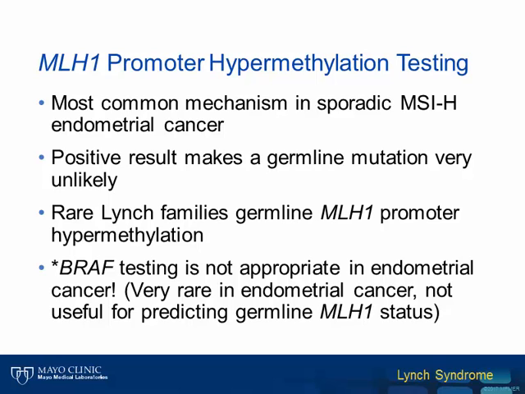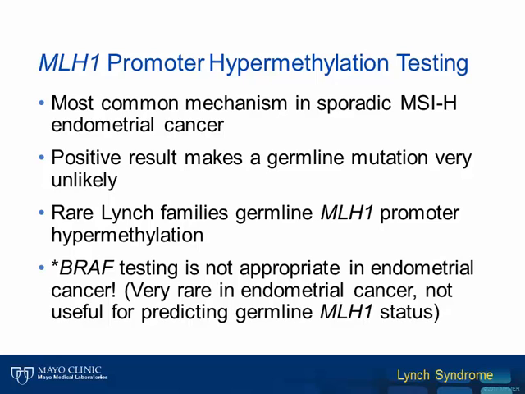A positive result makes a germline mutation very unlikely. It is important to note, however, that rare Lynch syndrome families are explained by germline MLH1 promoter hypermethylation. And so blood testing for methylation should be considered in women whose endometrial tumors show MLH1 methylation.